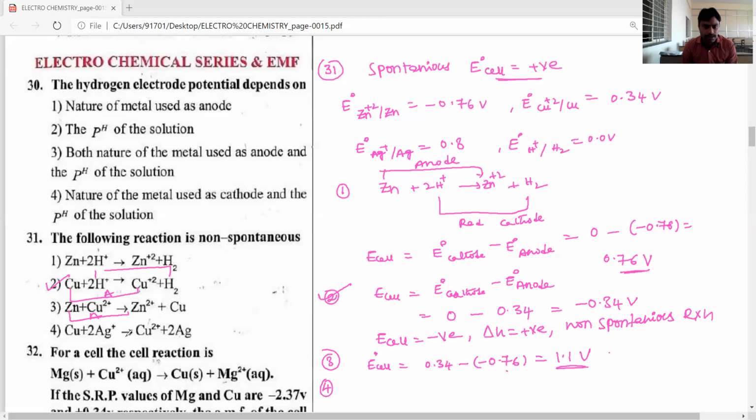Let's see the fourth one. In this, copper undergoes oxidation. That's why copper is anode and silver is cathode. Then E cell is equal to 0.8 minus 0.34, which is 0.46 volts. It is also positive. If the E cell is positive, then it is spontaneous; if it is negative, non-spontaneous. So the second one is correct. Okay, let's see question 32.